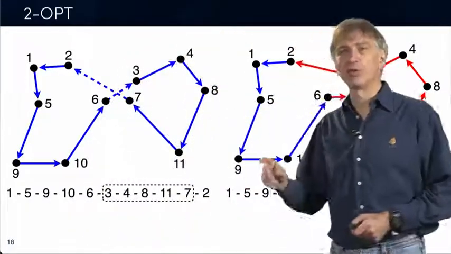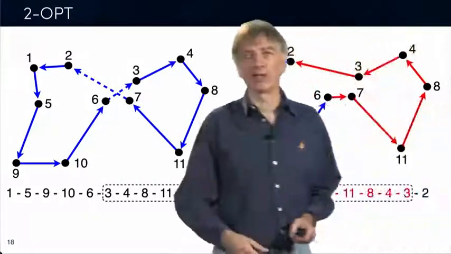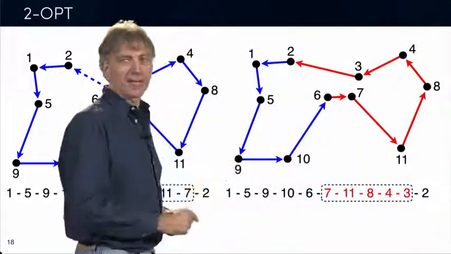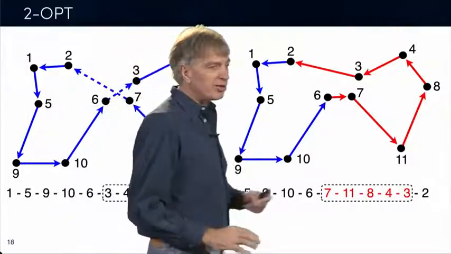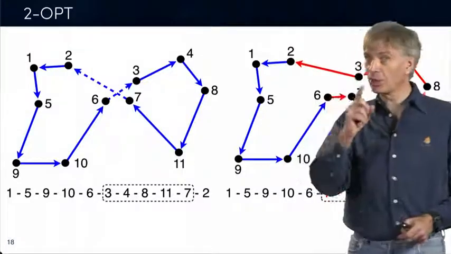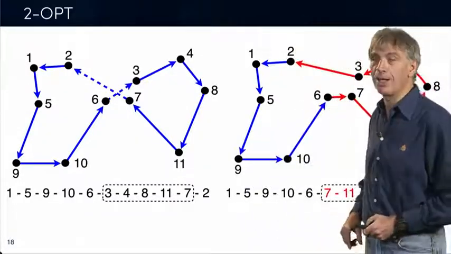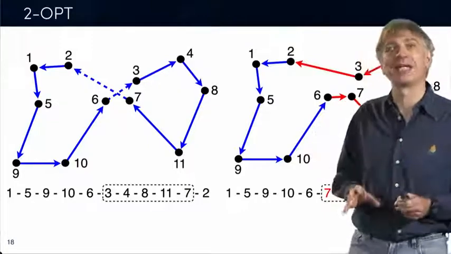Now, instead of moving from 6 to 3, you move from 6 to 7, and then to 11, and 8, and 4, and so on. And that's what you see over there, right? So essentially what you do is you select a subsequence, and you reverse it. Now, I'm asking you the question, is this neighborhood connected or not? Well, we can use a very simple algorithm again.